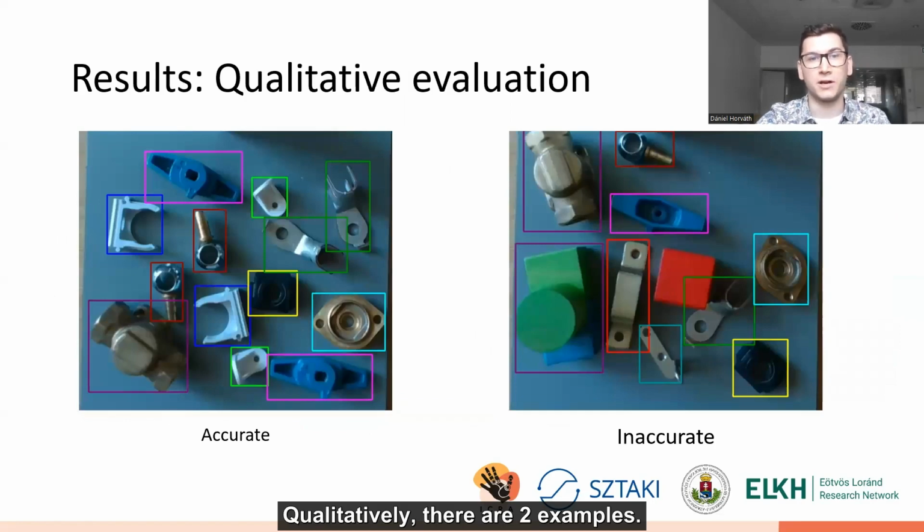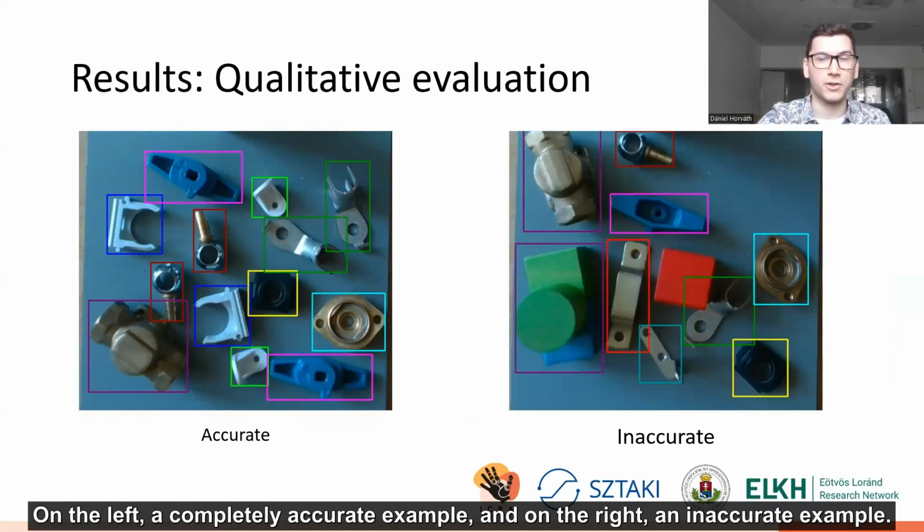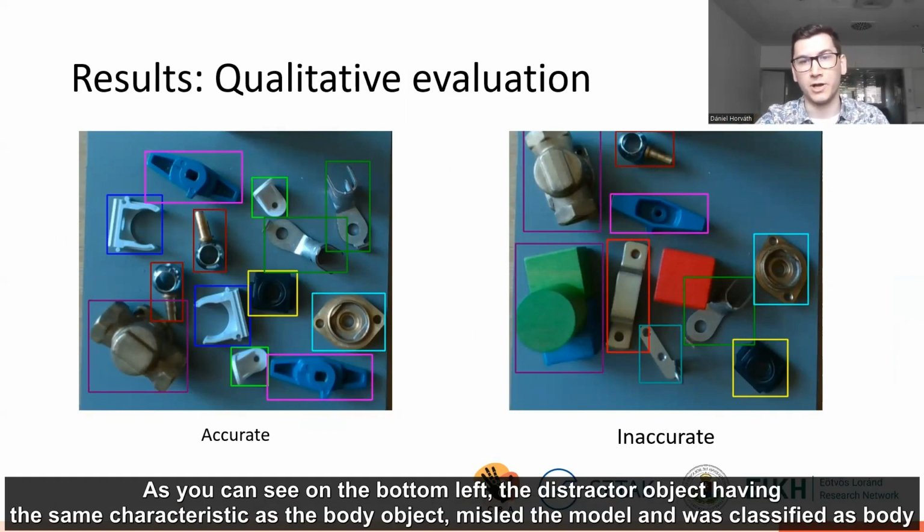So qualitatively, there are two examples on the left, and a completely accurate example on the right. As you can see on the bottom left, the distractor object, which had the same characteristics as the body object, misled the model and was classified as body.